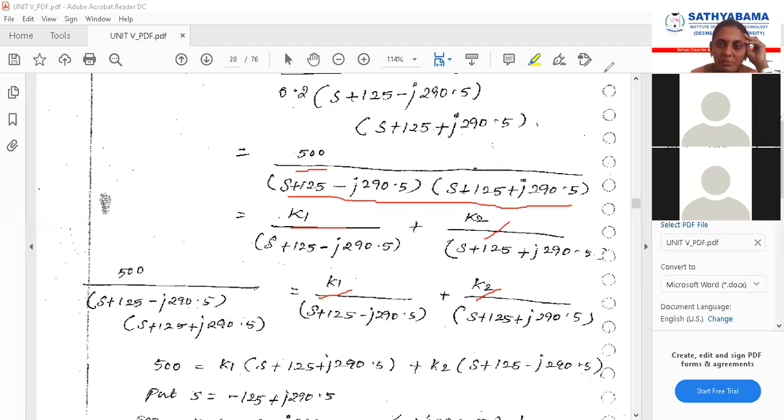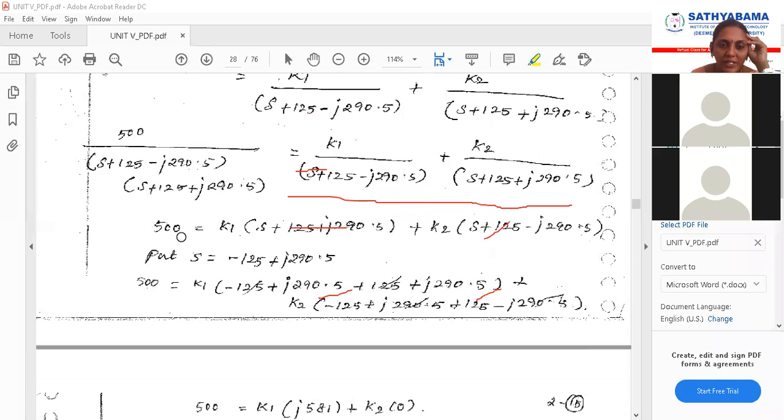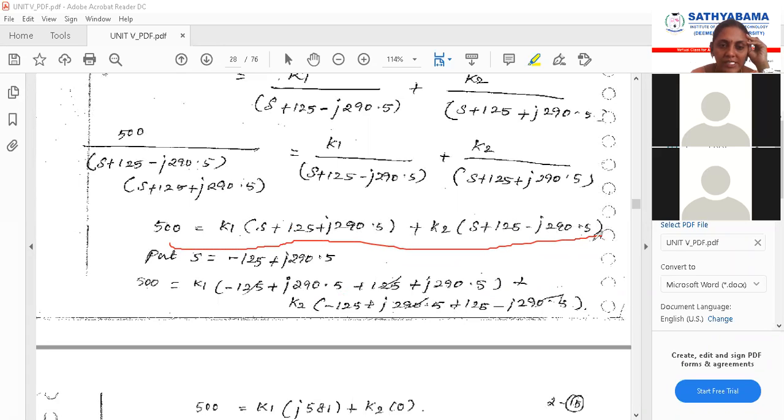Okay. Now cross multiplying, we will have the equation as 500 is equal to K1 into (S plus 125 plus J 290.5) plus K2 into (S plus 125 minus J 290.5). Okay. Now we are going to substitute the opposite term such that one term will be made as 0. Okay. So now put S is equal to minus 125 plus J 290.5 such that it becomes 0.